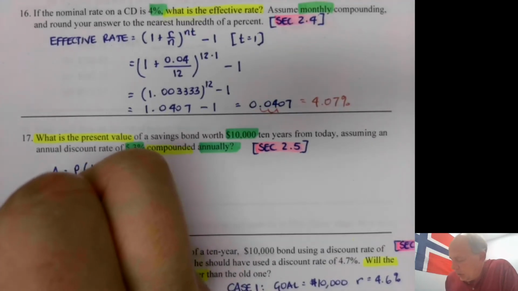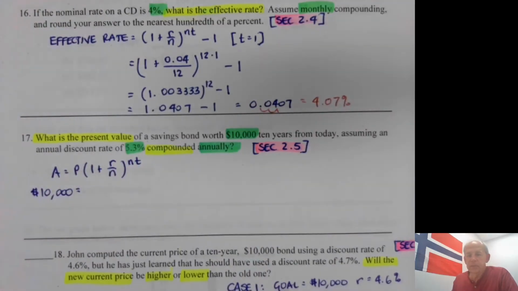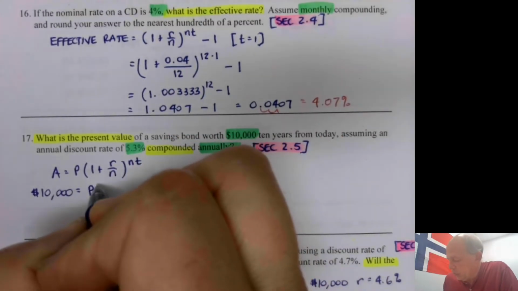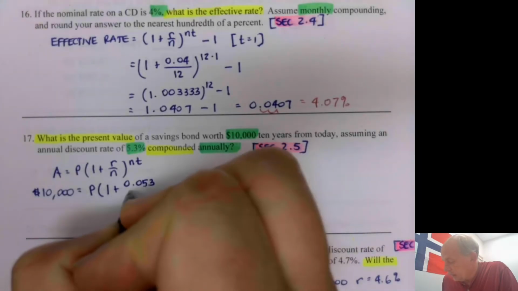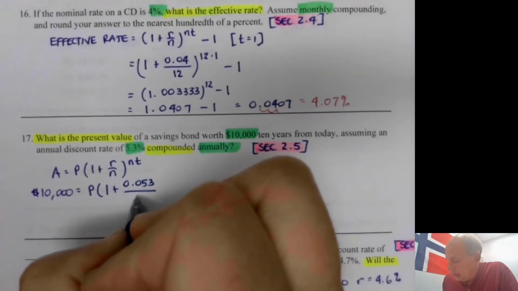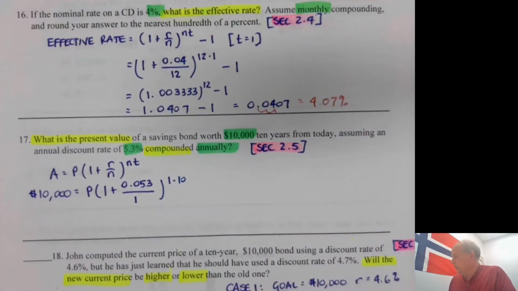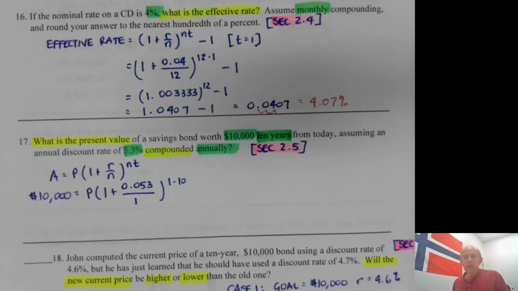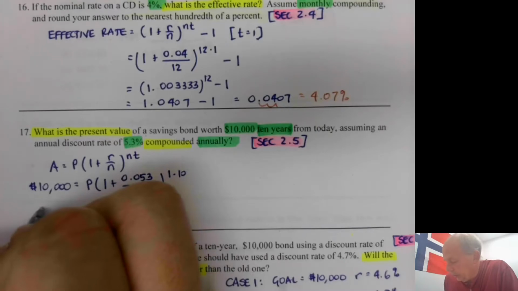This bond, the future value is going to be worth $10,000. The present value is P, how much I need to buy this bond for today. The interest rate is 5.3%. My money is going to be compounded annually. I'm going to let it sit in the bank for 10 years. So here is my 10-year value right there. So there are all of my givens from the equation into my formula.